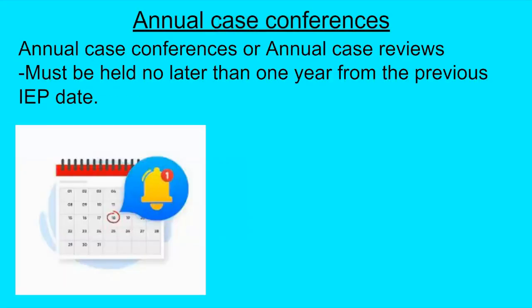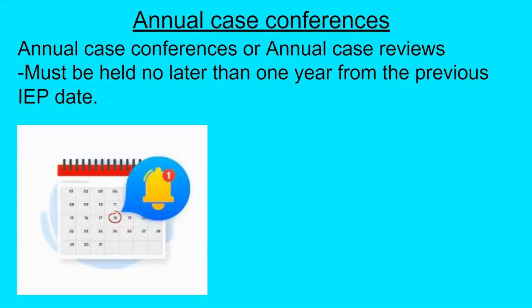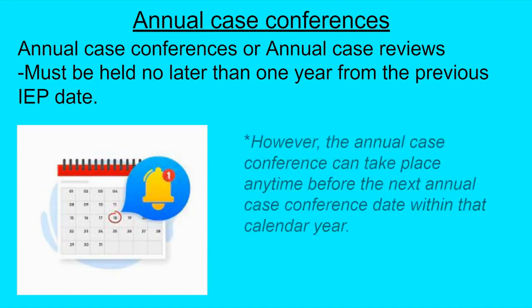That is the annual case conference. The annual case conference, or annual case review, depending on who you ask, must be held no later than 1 year from the previous IEP date. However, the annual case conference can take place anytime before the next annual case conference date within that calendar year. This means that after holding an annual case conference, you could potentially hold another annual case conference 4 weeks or even 2 days after you originally held it.